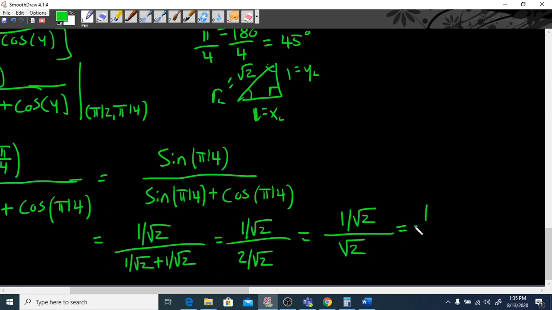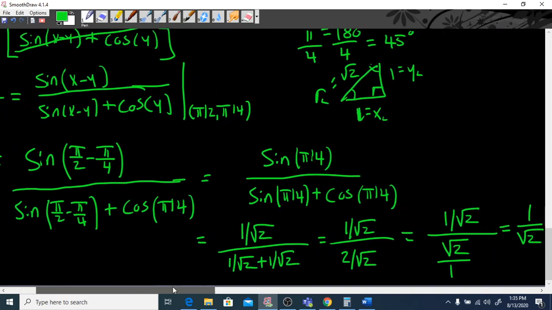Let me write this in a more suggestive way. 1 over square root of 2, and then times, this is square root of 2 over 1. So we can play the keep, change, flip game, yeah? 1 over square root of 2 times 1 over square root of 2, which is 1 over square root of 4. Square root of 4 is 2, so this is 1 over 2. All right, and then that's our slope. 1 over 2, 1/2.